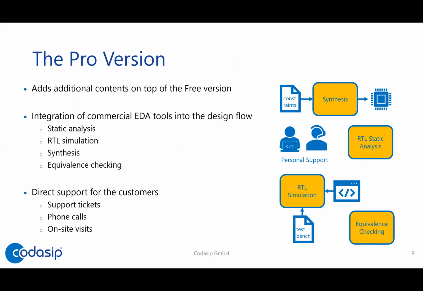The other product configuration is the Pro version, which targets commercial deployment. It includes everything in the free version, plus it integrates the commercial EDA tools into the FuSoc design flow. It provides all the necessary scripts for static analysis, RTL simulation, synthesis, and equivalence checking. And you will see a good example of EDA integration in the final presentation of this meetup. It also offers direct customer support, including the ability to open support tickets and the helpline phone number to call.